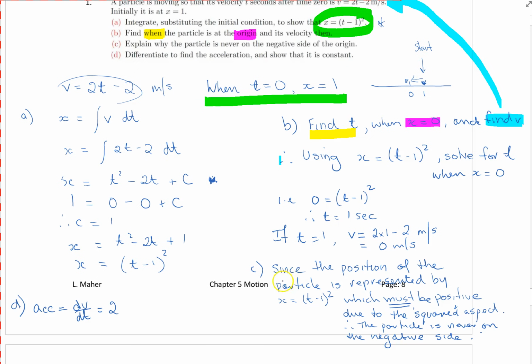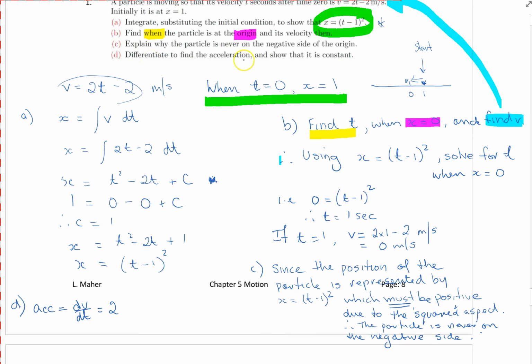Okay, very, very quickly, C is asking to explain why the particle is never on the negative side of the origin. So it's talking about its displacement. So we're going to focus on the displacement equation. The displacement equation has a squared. Anything squared must be positive. So therefore the displacement can never be a negative number, and hence the particle can never be on the negative side.